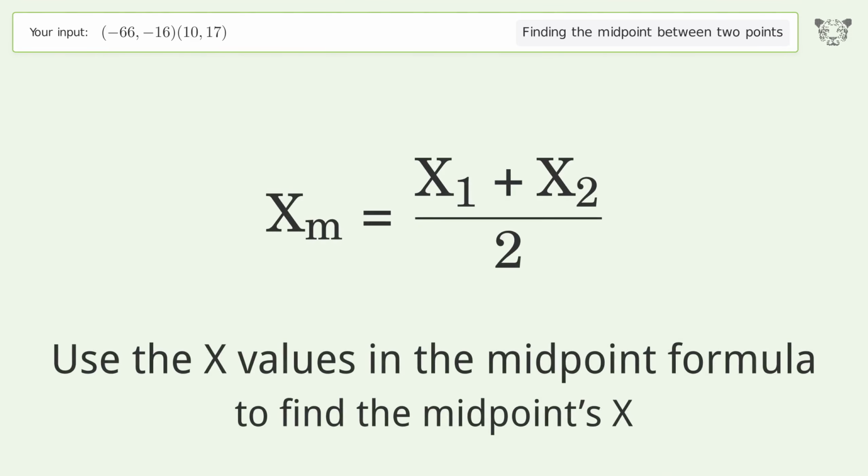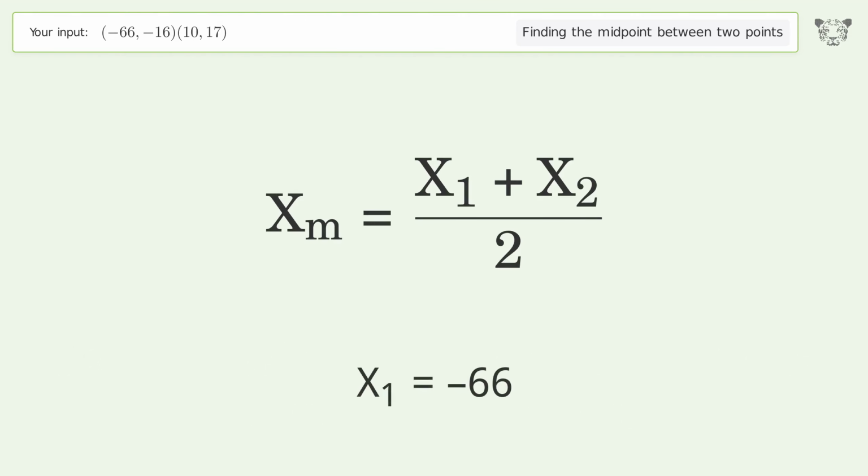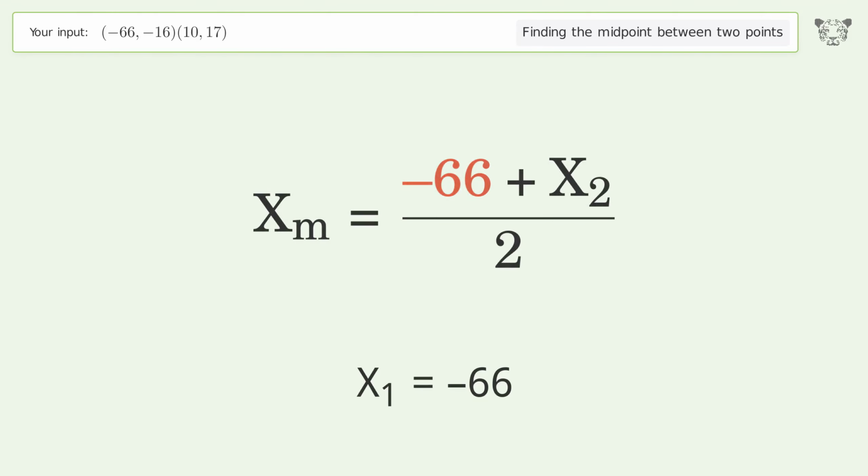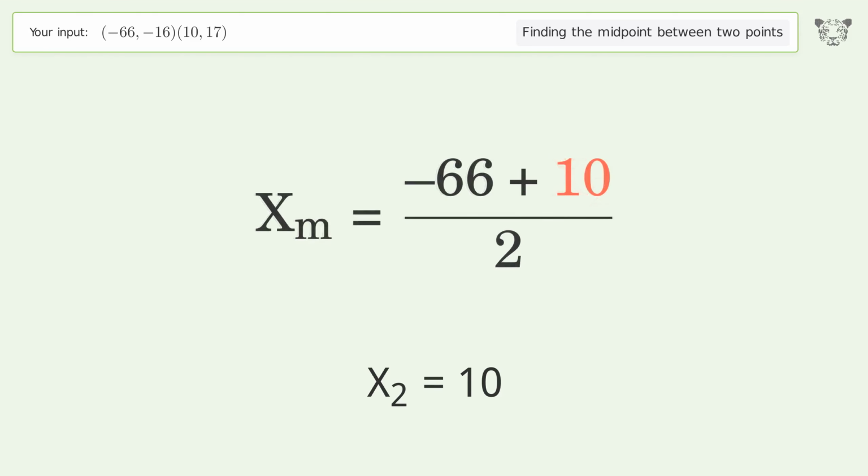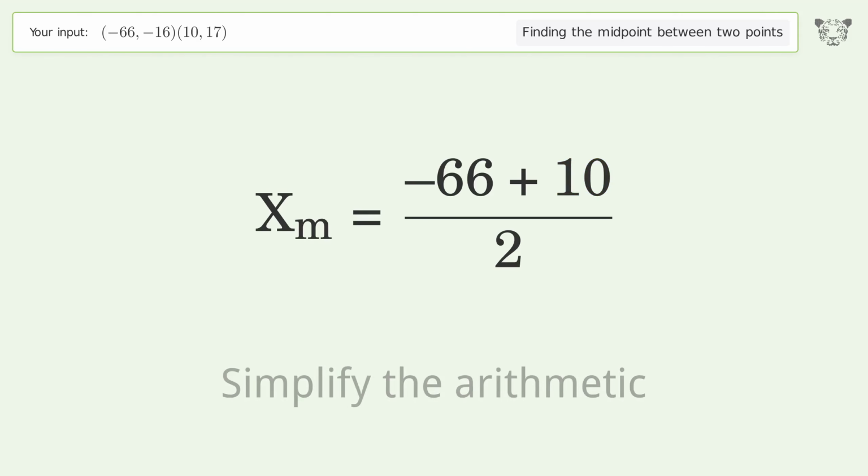Use the x values in the midpoint formula to find the midpoint's x. x1 equals -66. x2 equals 10. Simplify the arithmetic.